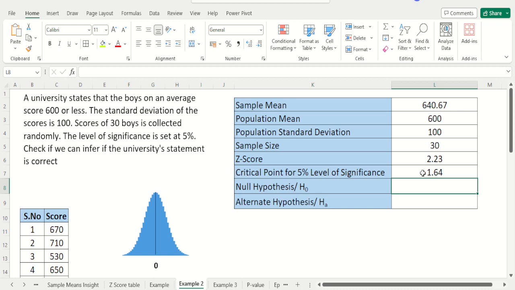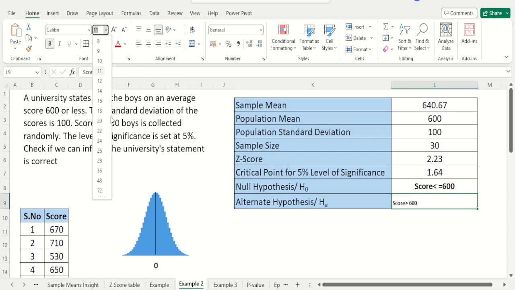What was the null hypothesis that we had? The null hypothesis was that the exam score of the university students is less than or equal to 600, right? That was the hypothesis that we started off with. That's the claim of the university. Okay. What would be the alternate? The alternate would be that the score is not less than but greater than 600, right? That would be our alternate hypothesis. So let's make a note of that as well.